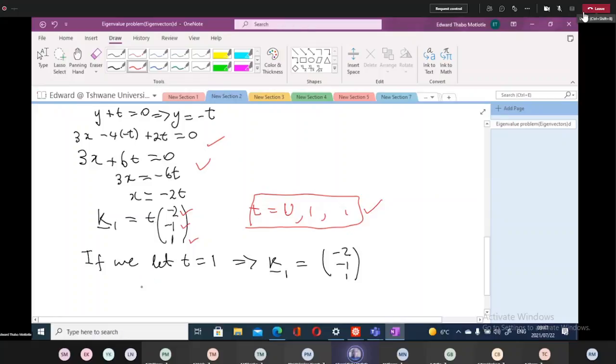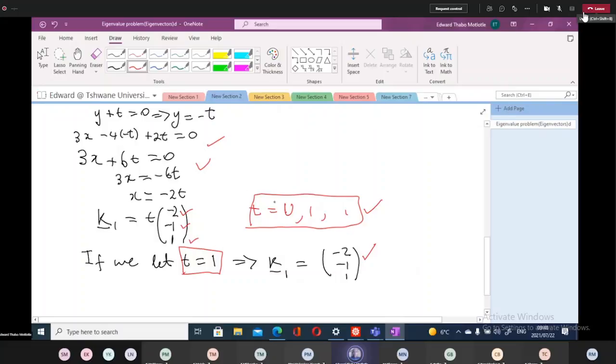But now, because here we are dealing with eigenvectors, for simplicity, I choose t to be equal to 1. So the value for k1 that I'm going to use is this one. Like I said, for simplicity, you can choose anything, but to simplify our work, we choose t equals 1. Okay? So this is how we determine the eigenvectors for this one.